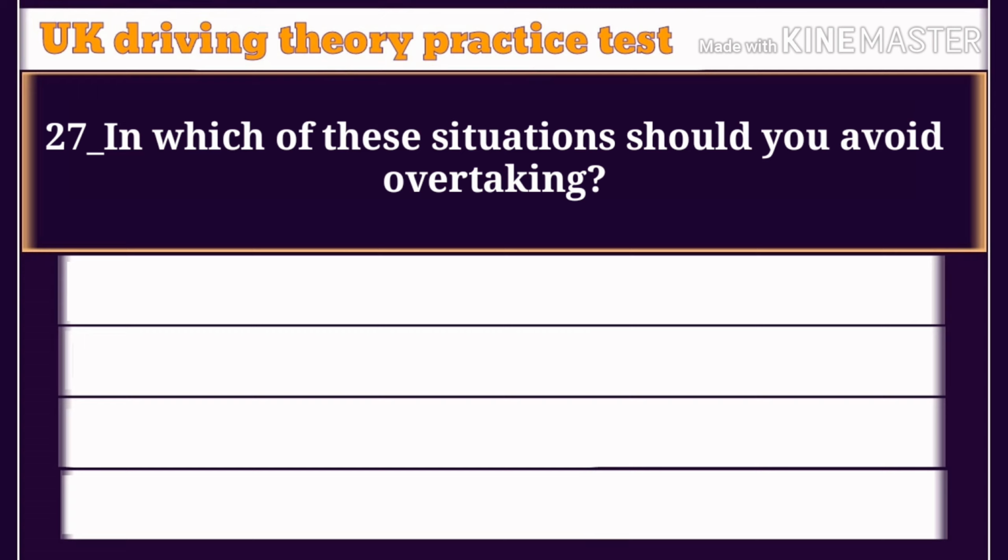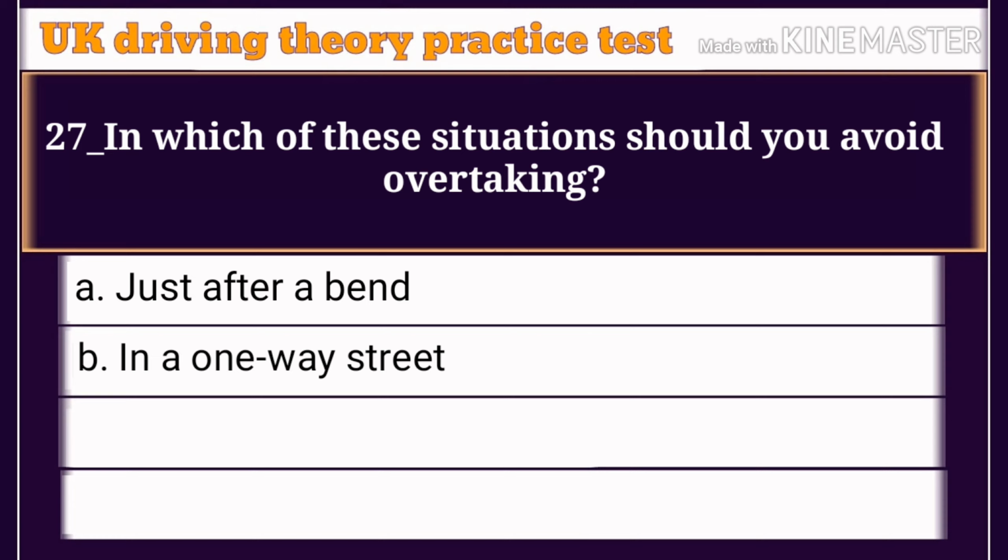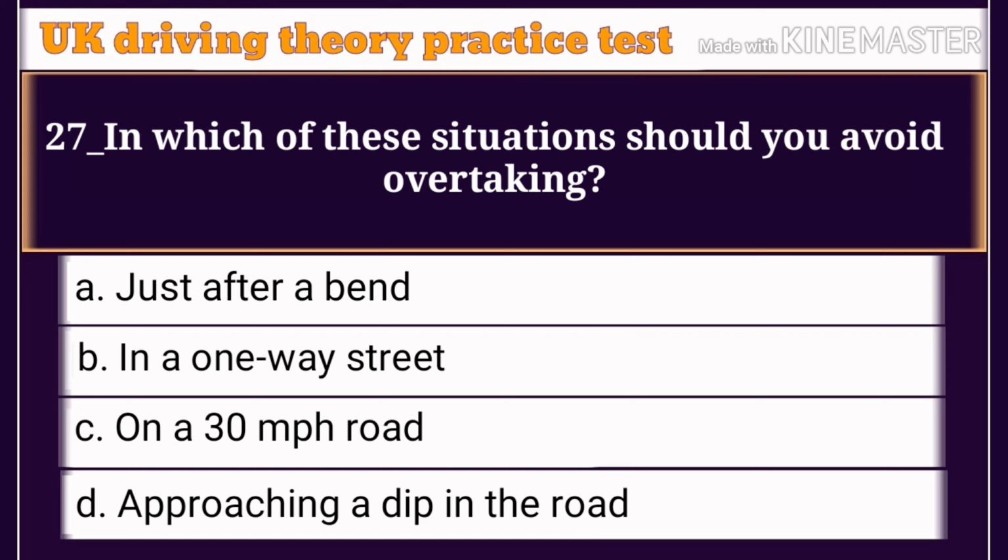Question 27. In which of these situations should you avoid overtaking? A. Just after a bend. B. In a one-way street. C. On a 30 miles per hour road. D. Approaching a dip in the road. The correct answer is D. Approaching a dip in the road.